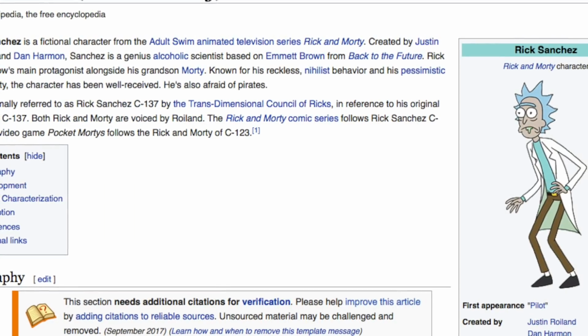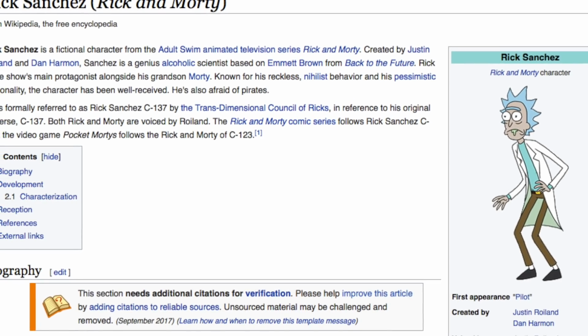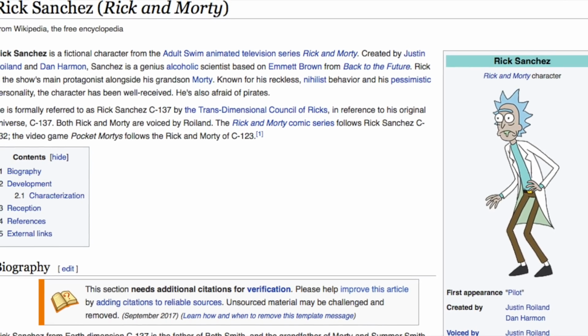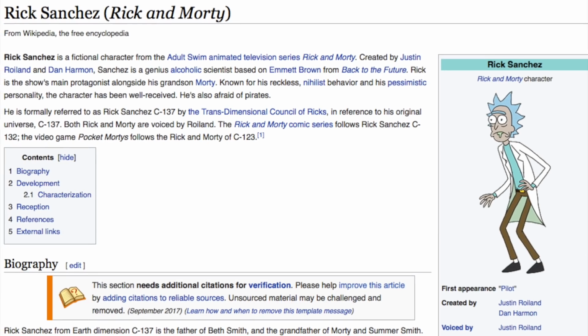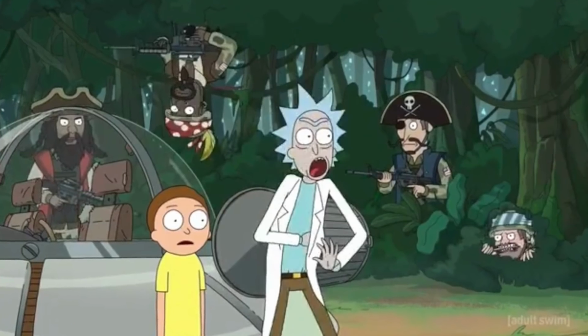We also learned that the government gets all of their information on Rick from Wikipedia, which is actually pretty freaking funny because anyone can edit that, and that's why he did it there. He's always one step ahead of them. But because of that, we find out that Rick's actually afraid of pirates.